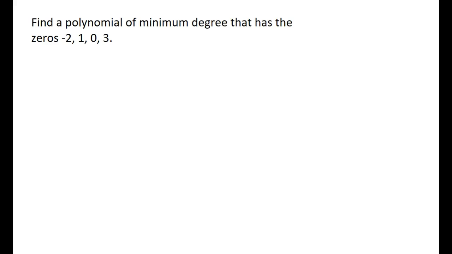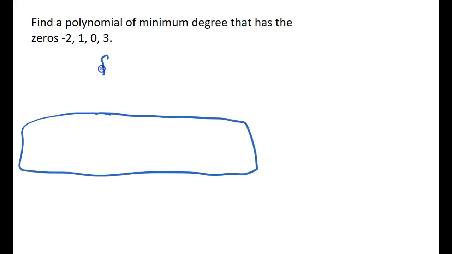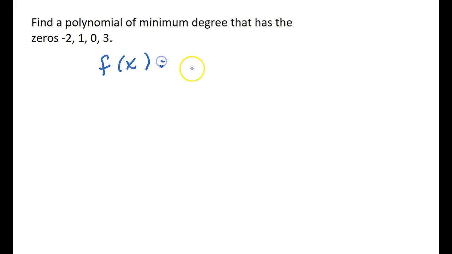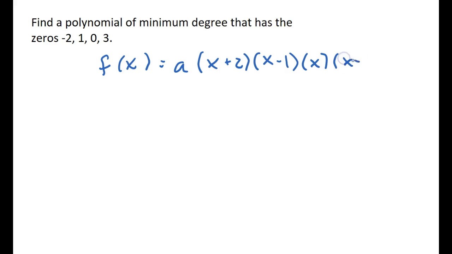Now we're told what the zeros are, and we're supposed to find a polynomial that has those zeros. So here we go. I'm going to say that f of x equals some number a times x minus negative 2 times x minus 1 times x minus 0, so that's just x, times x minus 3. And then I could make a anything I want, and it would fit those conditions there. So just to be simple, let's just make a equal to 1, but any value of a would work.